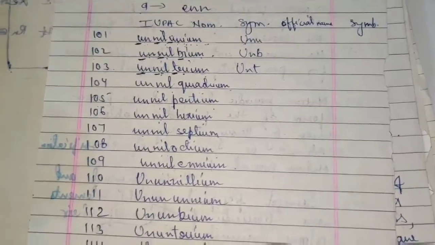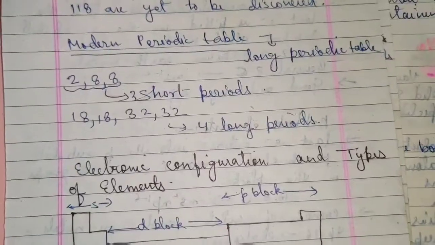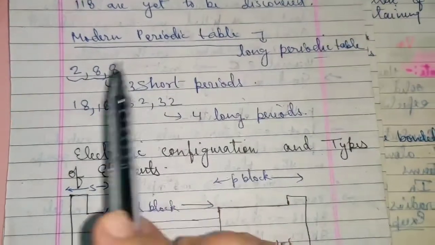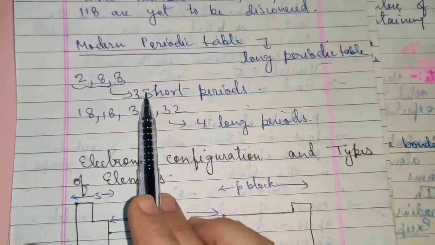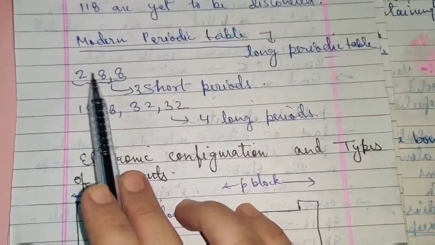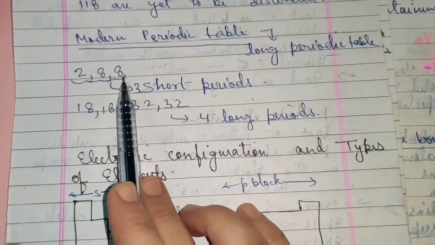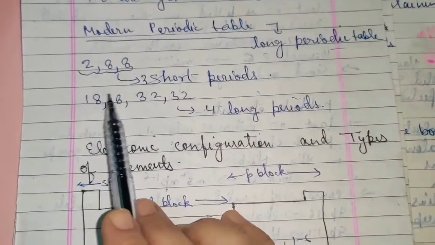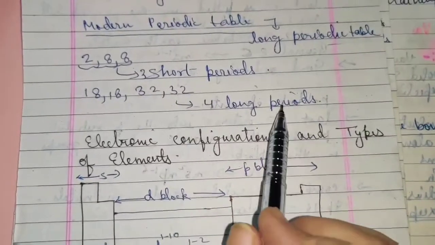So now moving ahead with the modern periodic table, which is the long periodic table. As I told you, there are 3 short periods: first period with 2 elements, second period with 8 elements, the third period again with 8 elements. Then we have 4 long periods having 18, 18, 32, 32 elements in them.